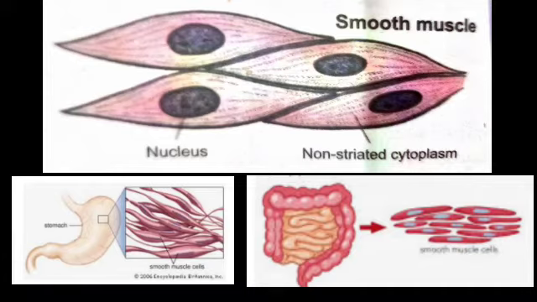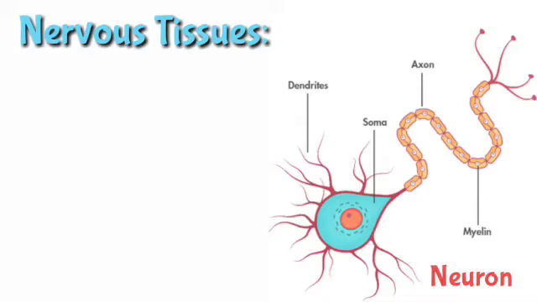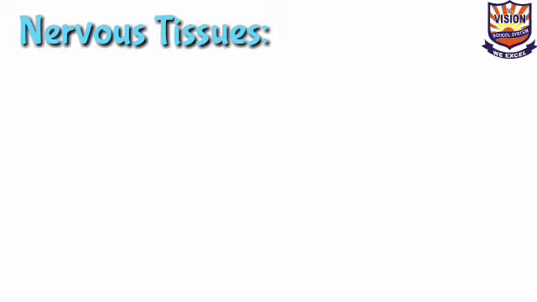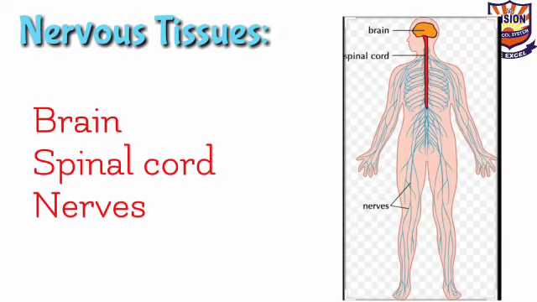That means you don't have to think about moving food through your digestive tract. The fourth animal tissue is the nervous tissue. The nervous tissue is responsible for receiving, sending, and processing sensory information. These tissues are formed of cells called neurons or nerve cells. The nervous system is made up of the brain, spinal cord, and the nerves.